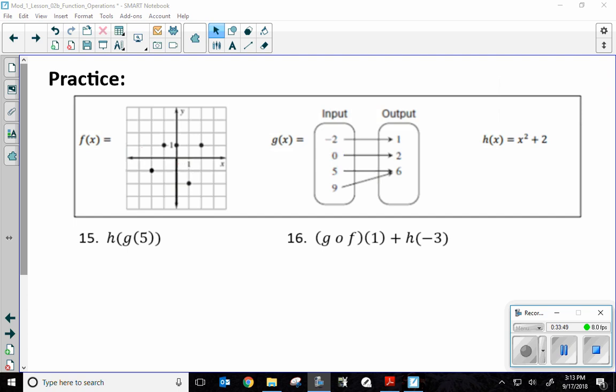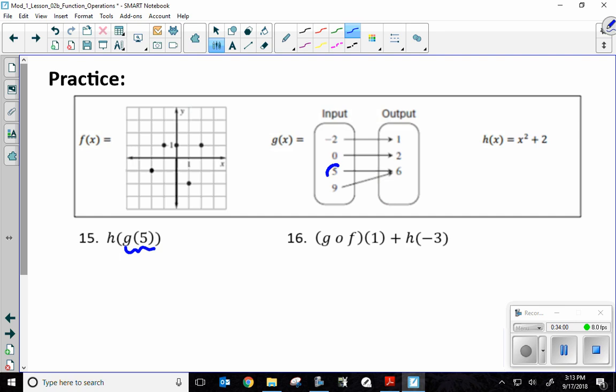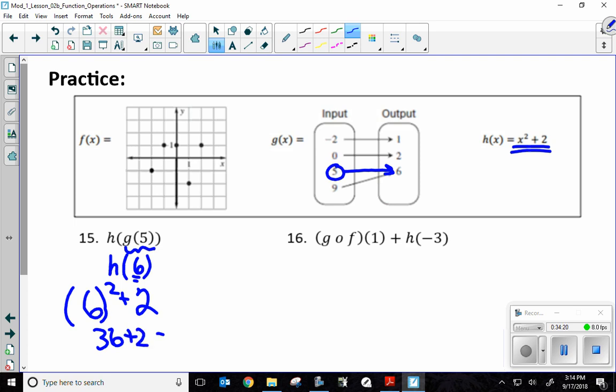And these are the final two problems for the first video of lesson 2. All right? g of 5. Well, the input is 5. The output is 6. So that's like saying h of 6. And lo and behold, we're using our x squared plus 2. I'm inputting a 6 there. That's 36 plus 2. That's 38. Look how easy this is getting. Very easy.